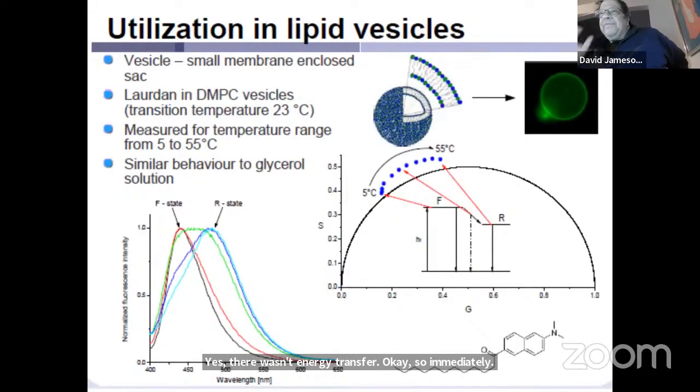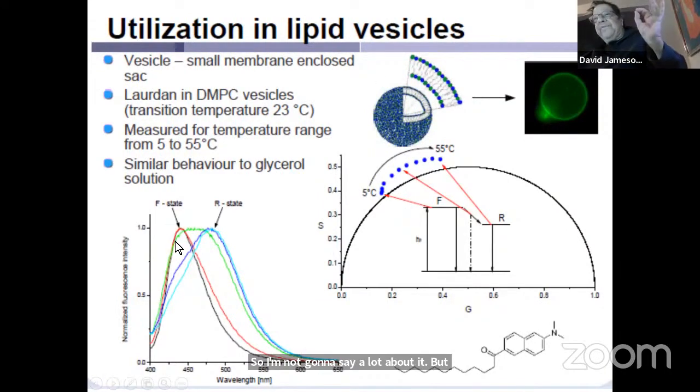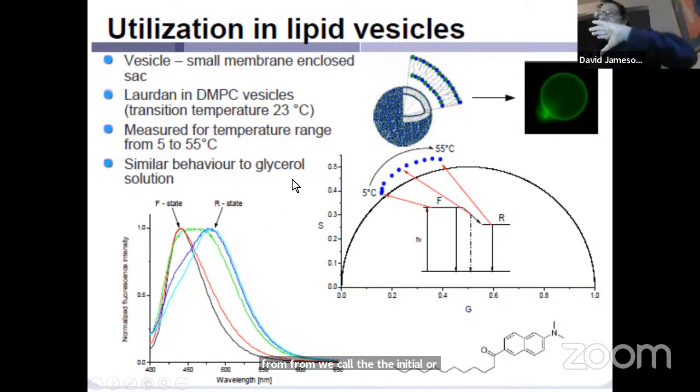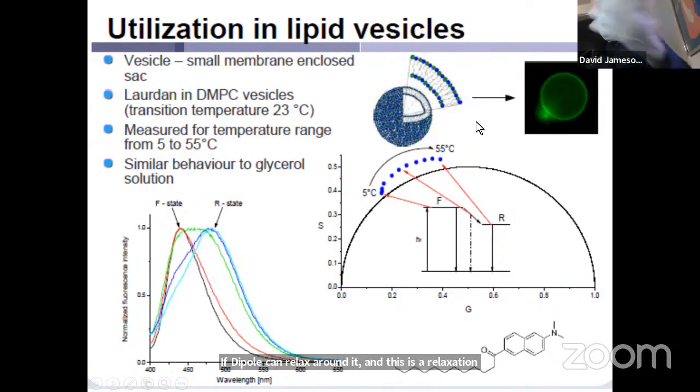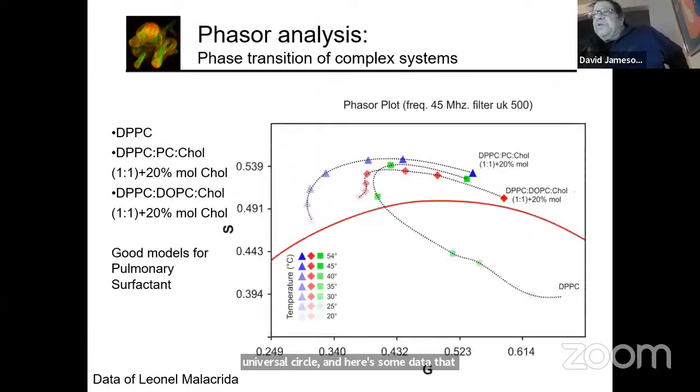Now, let's talk about Laurdan. You'll hear much more about this later, so I'm not going to say a lot about it. But Laurdan can go from what we call the initial state to a relaxed state if dipoles can relax around it. And this is a relaxation process, and that also will cause a shift, a phase delay in the lifetime that takes it outside the universal circle. And here's some data that Leonel took in my lab in Hawaii. And let's look more closely.